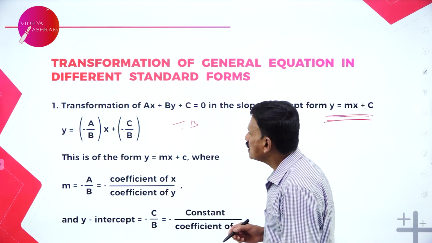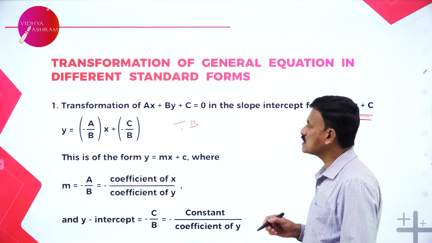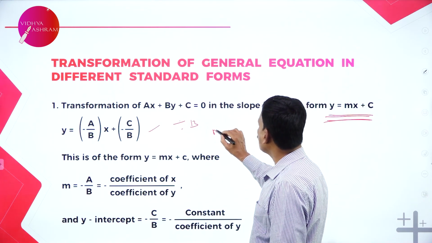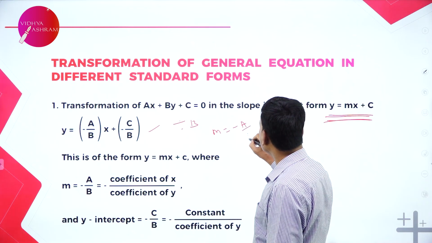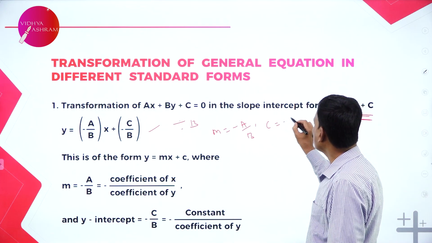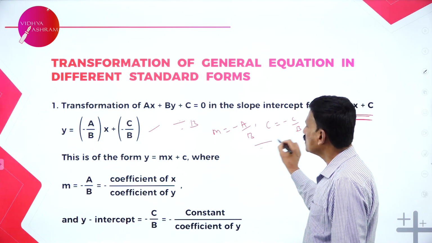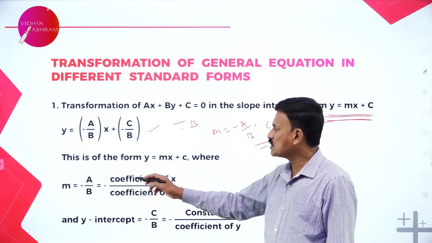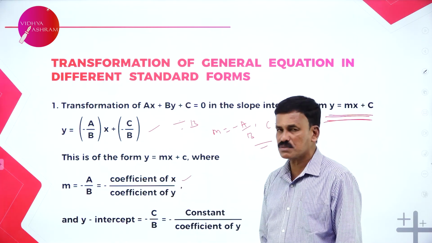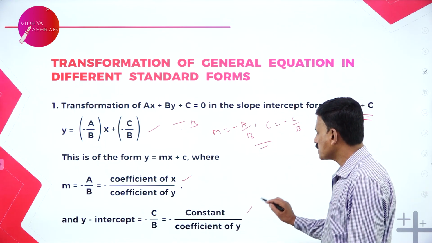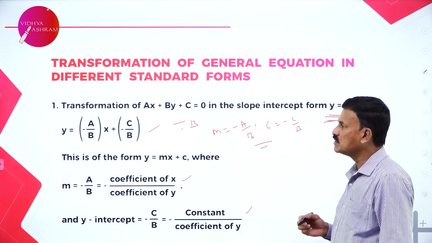Minus a by b x plus minus c by b is the equation of the line in the slope intercept form, where m is equal to minus a by b and c is equal to minus c by b, right? So this is of the form y is equal to mx plus c, where m is equal to minus a by b, the coefficient of x by coefficient of y with a minus sign, and the y intercept is given by c is equal to minus the constant term divided by the coefficient of y.